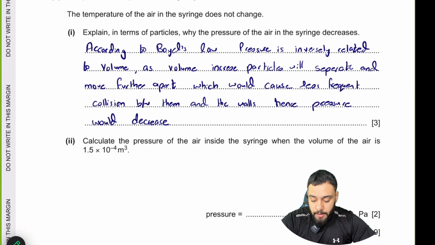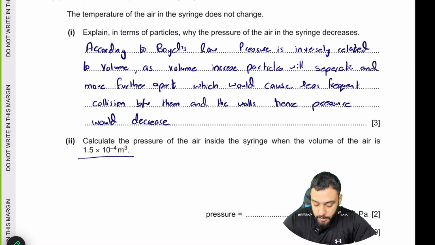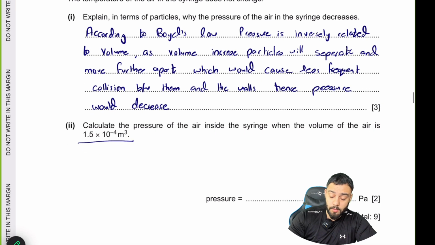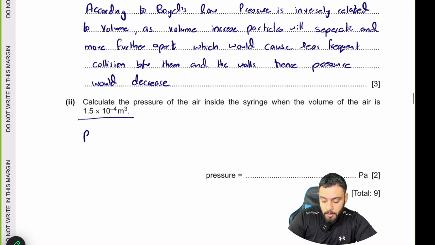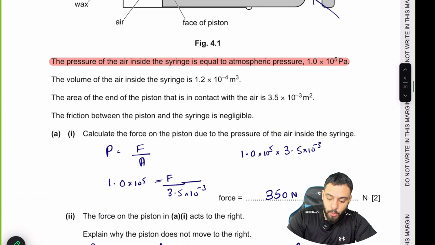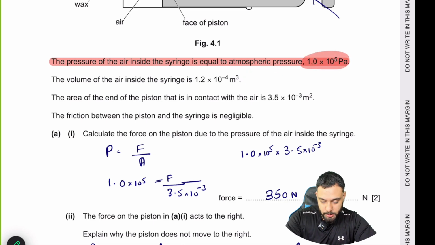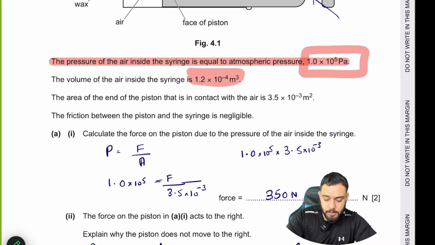Calculate the pressure of the air inside the syringe when the volume of the air is 1.5 times 10 to the power of negative 4. Okay, so that's a very good question. So P1 V1 equals P2 V2. I'm going to be using the Boyle's law formula. They want us to find the pressure at this particular volume. We have a known pressure and a known volume as well. That was basically the atmospheric pressure where the volume was this. So I can call this P1 and I can call this V1.